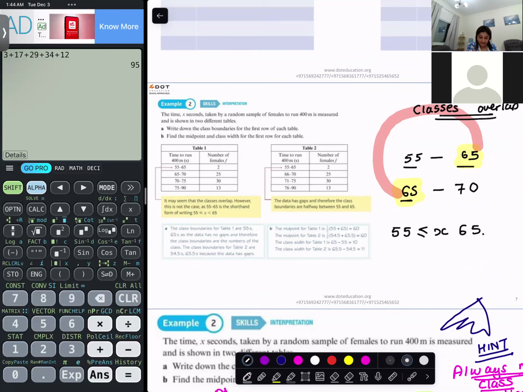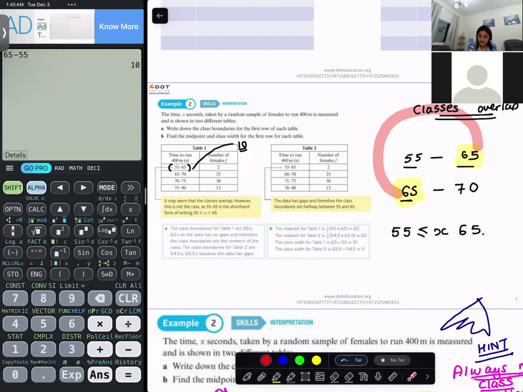So 55 to 65, the class width would be 10. This is called the lower class boundary and this is called the upper class boundary. So in this table, I have grouped my classes from 55 to 65, with a width of 10. Then 65 to 70, 70 to 75, and 75 to 90. So the class widths are not common.